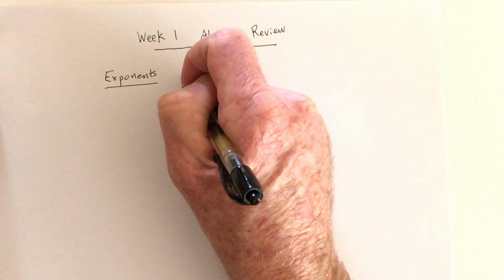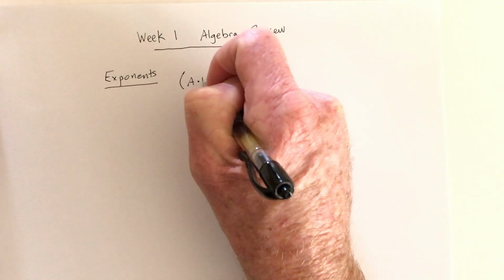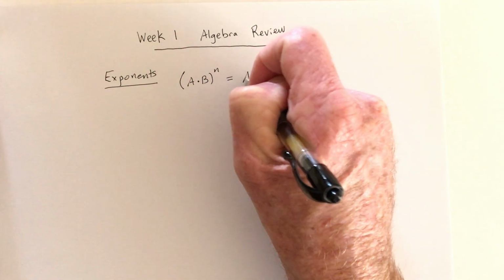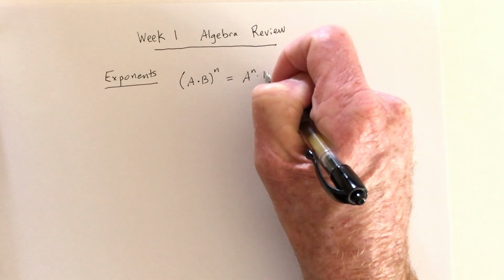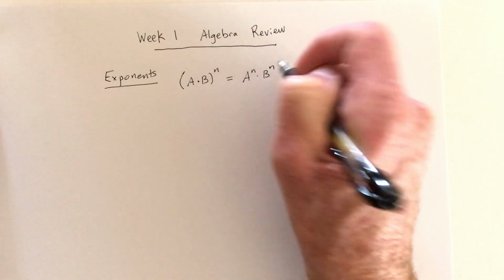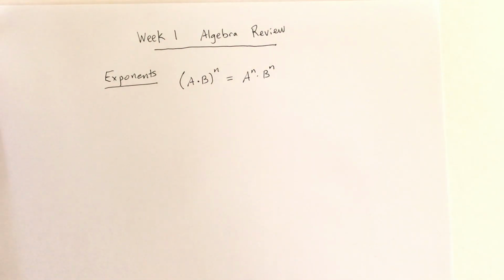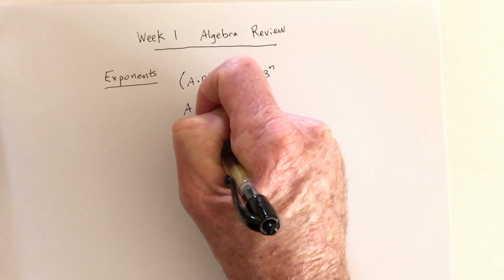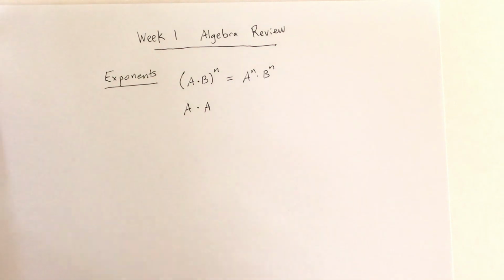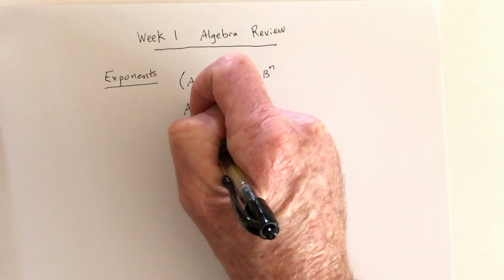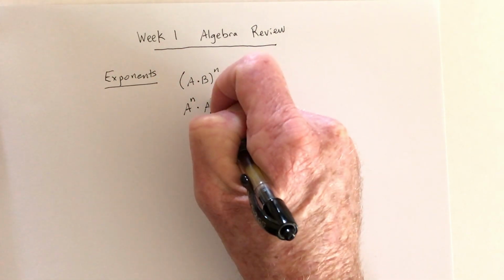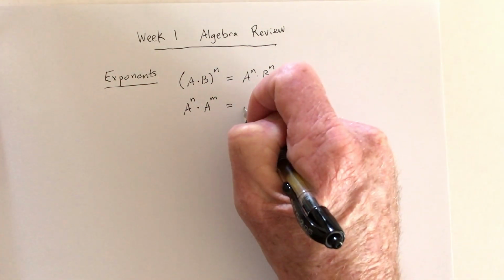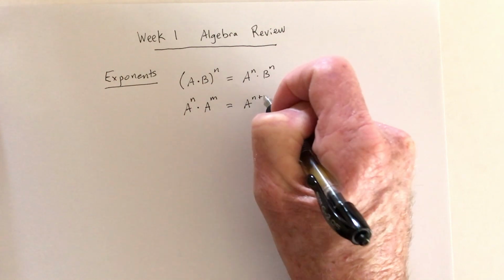So with exponents, we have things like if you have a product and it's raised to the n power, then basically you can distribute that n power to both the a and the b. Another one that looks similar is what if you have, instead of a and b, you have a times a, and one of them is raised to an n power and the other one is raised to an m power. In that case, you add the exponents.